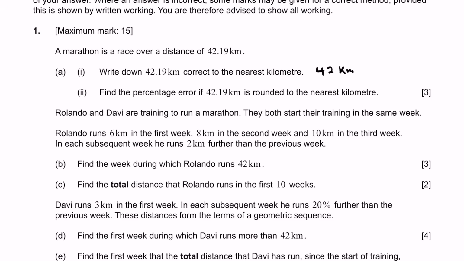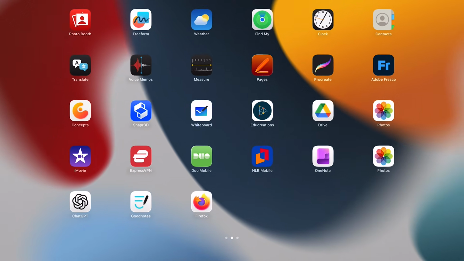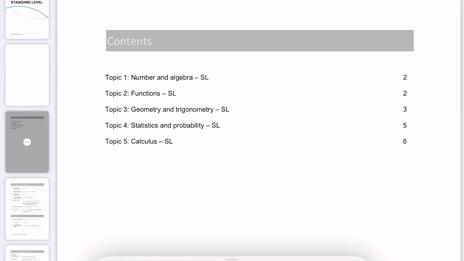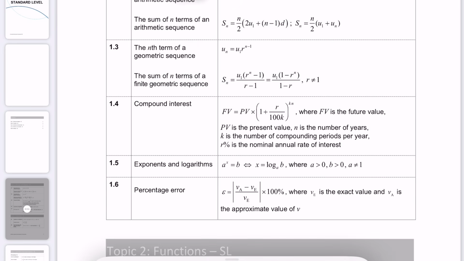Part 2 of A, find the percentage error if 42.19 kilometers is rounded to the nearest kilometer. So in this case we want the percentage error of the difference between 42, our estimate, and the exact value of 42.19. So we have percentage error in the formula booklet. I'll go ahead and bring that up. Number in algebra. And then here it is, just right at the bottom, percentage error.